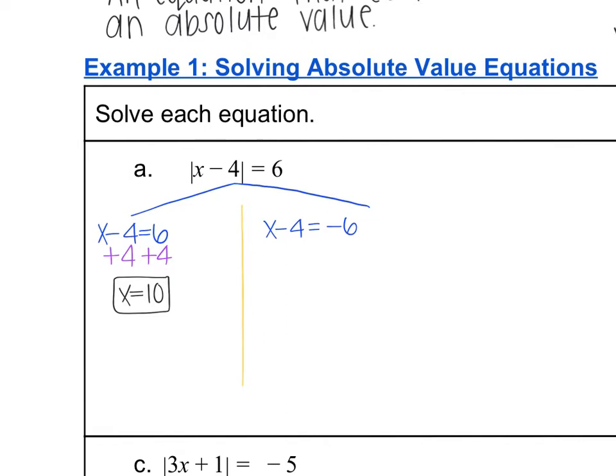And I'll solve the other one also by adding 4 to both sides. But this time it's negative 6 plus 4. So that's x equals negative 2. So like I said, two solutions here for my absolute value equation. Let's try the same thing on the next one.